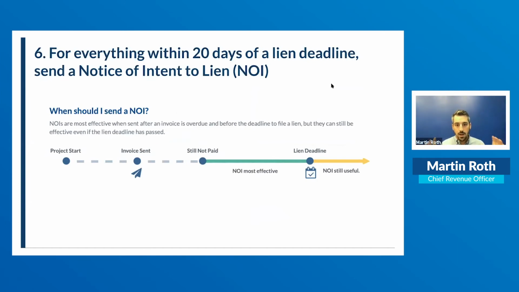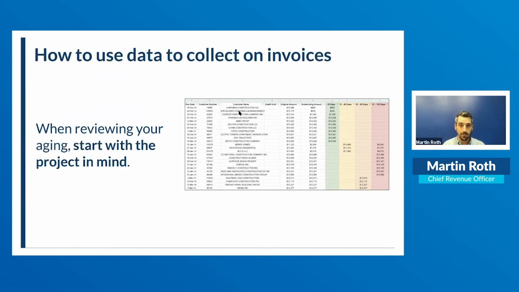which is just an idea of how to think about using notices of intent to lien. The best way to think about it is that you start the project, you finish the project, you send your invoice, or maybe you're in the middle of the project, you send an invoice. After some period, that's going to be up to you, we say wait until within like 20 days until the lien deadline. It could be before that. It's going to be whatever you're comfortable with. But after that period, you send the notice of intent to lien. That's when it's most effective, leading up to that lien deadline. NOIs are still useful after the lien deadline, but they're most effective as the lien deadline approaches. Remember that and put that tool in your tool chest for how you can get paid on aging receivables.